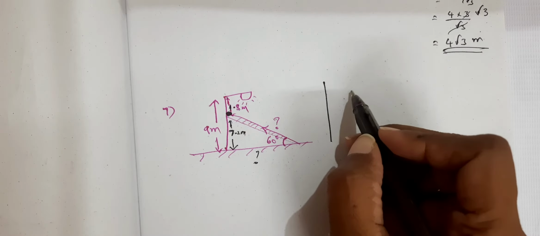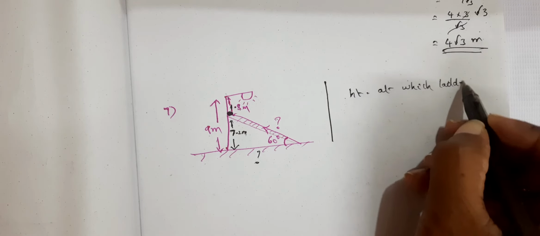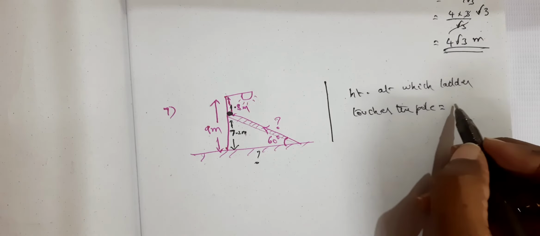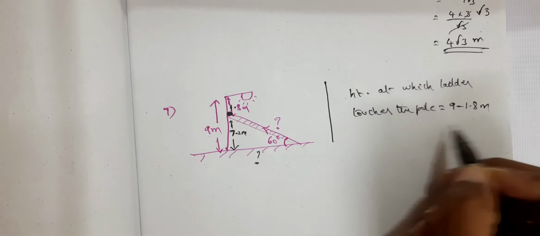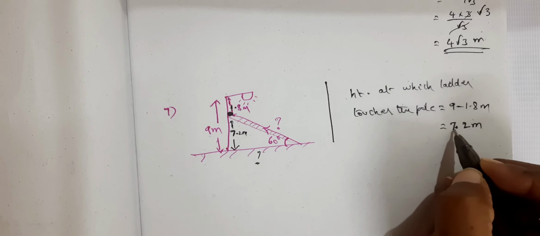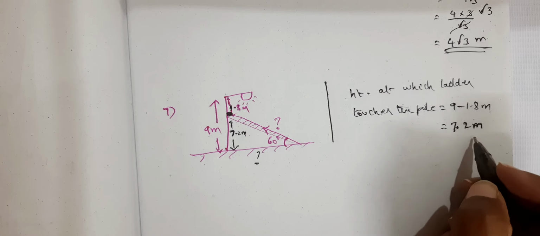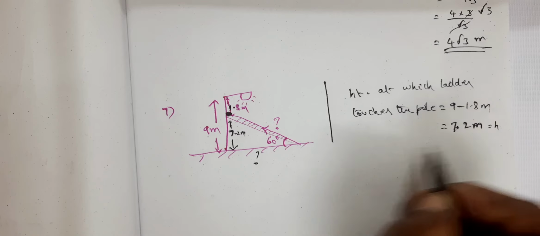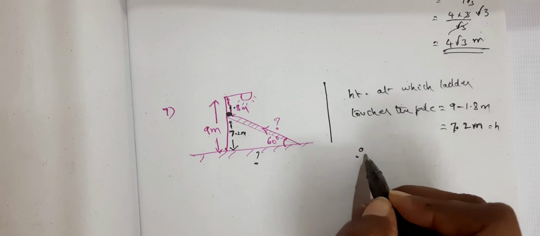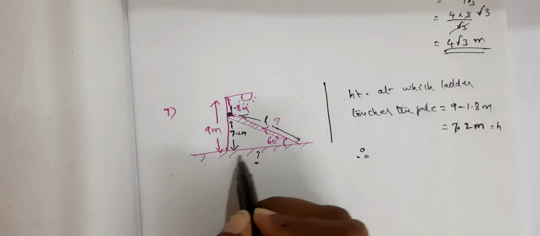Height at which the ladder touches the pole is equal to 9 minus 1.8 meters. This is how you have to write the steps. Now and then I'll be showing this; most of the time the concept is important, and this one you have to practice writing the statements. So that is equal to the height. Now let us see, the angle is theta. Therefore, let the length of the ladder be L, and let the distance be D.